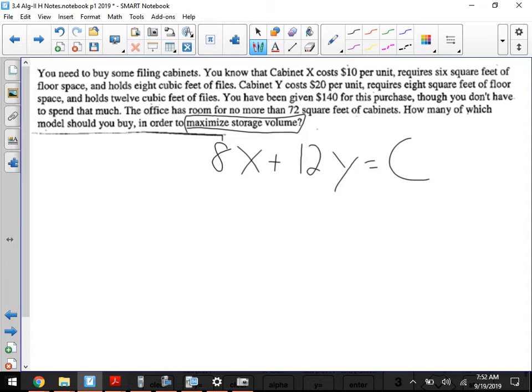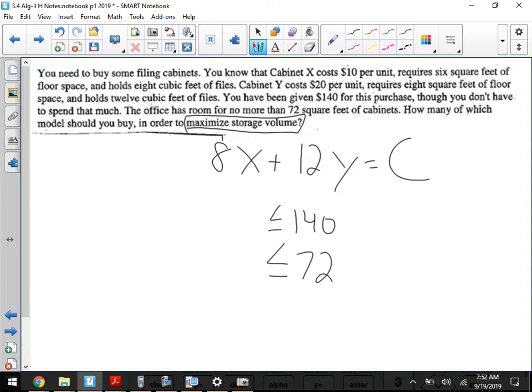There's your objective. Okay. And then you reread one more time, you'll notice they talk about two separate things. They talk about money and square footage. The money that you have up to, and it includes spending, is $140. And then it says the office has room for no more than 72 square feet of floor space. So that's your other constraint. Those are your two that you have to worry about.